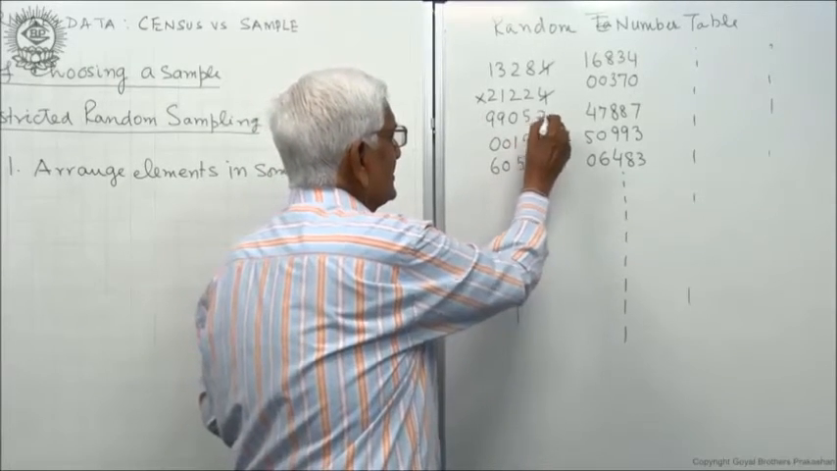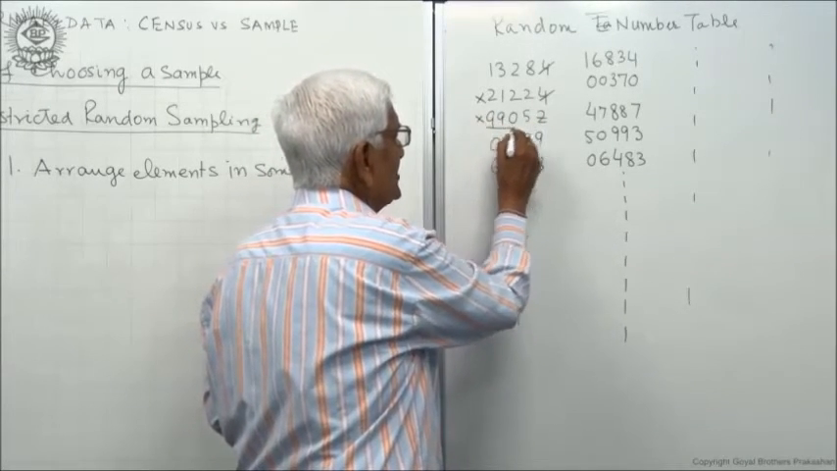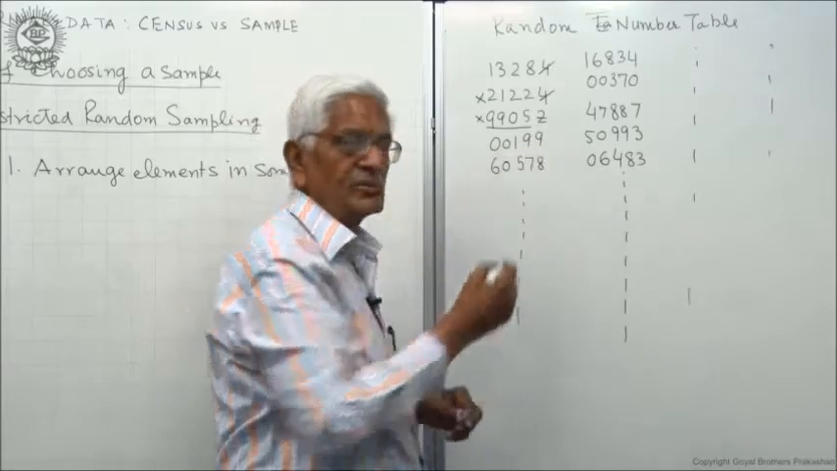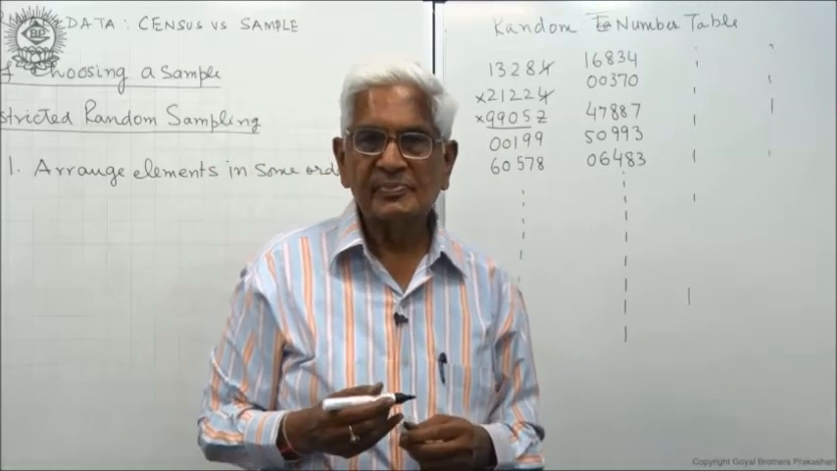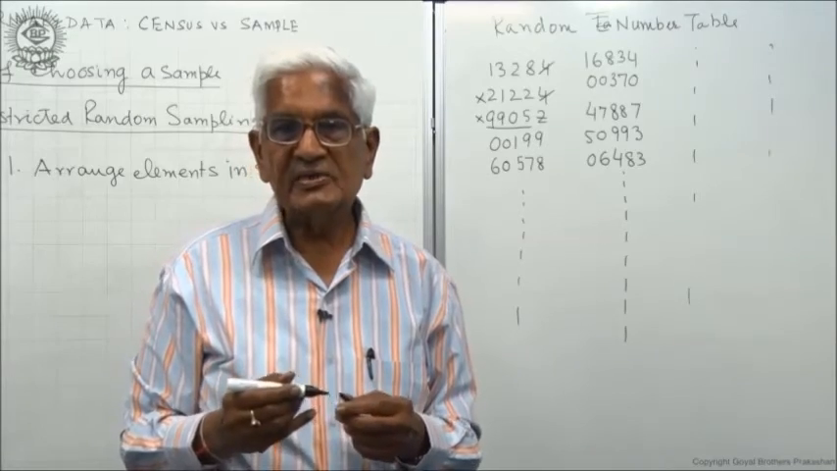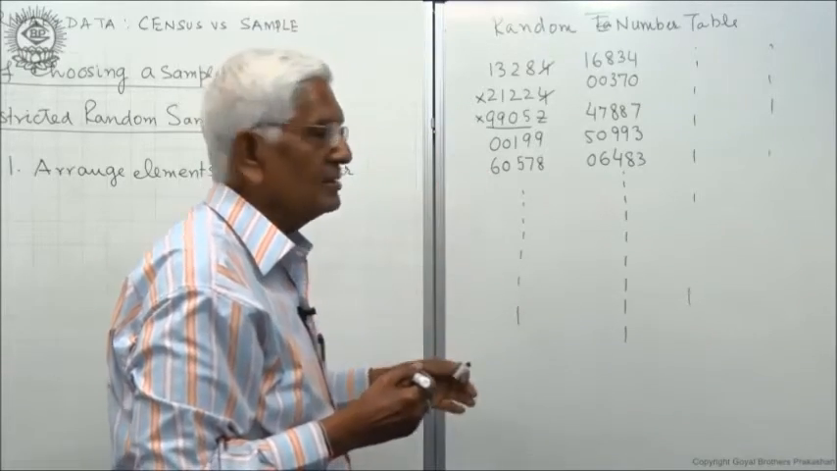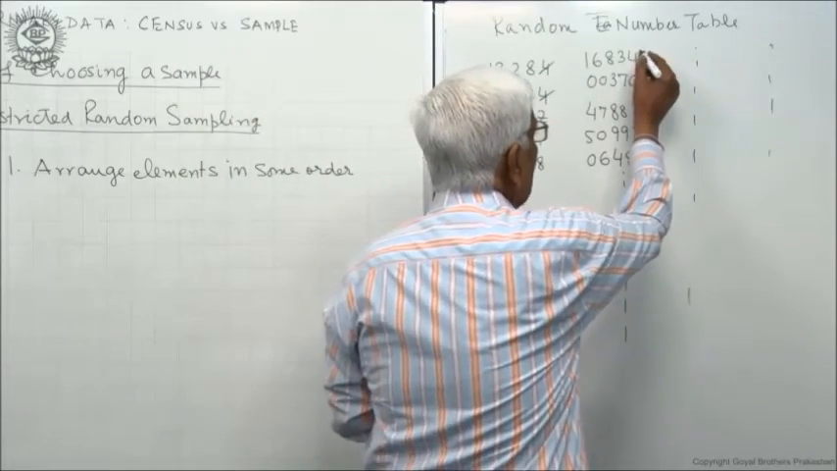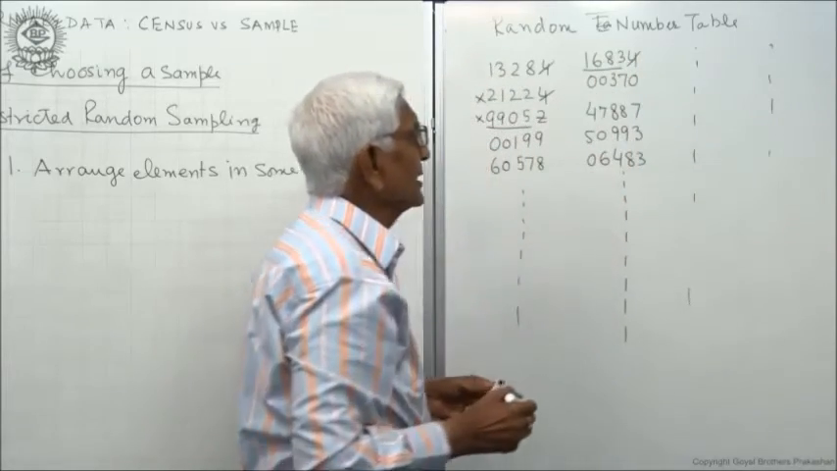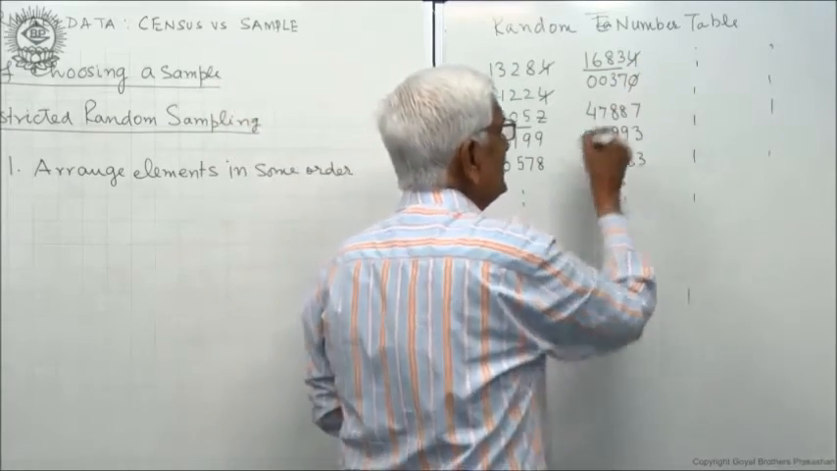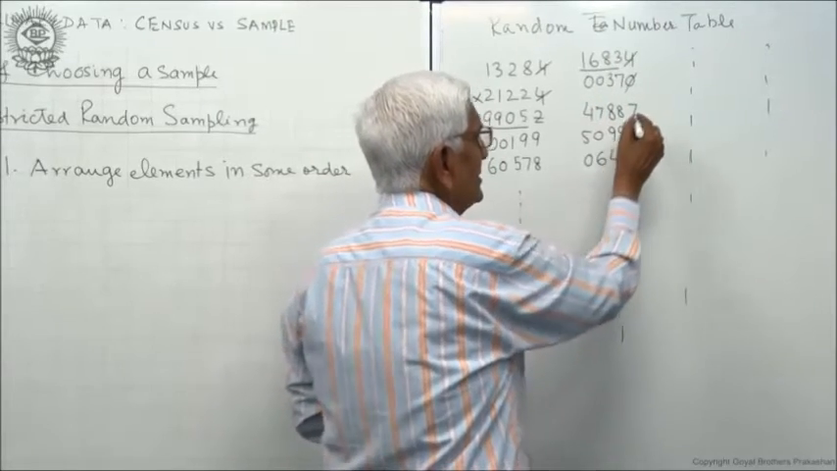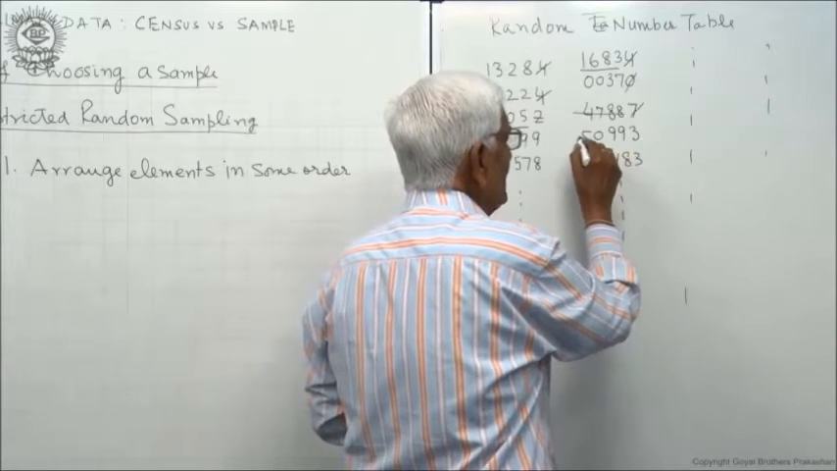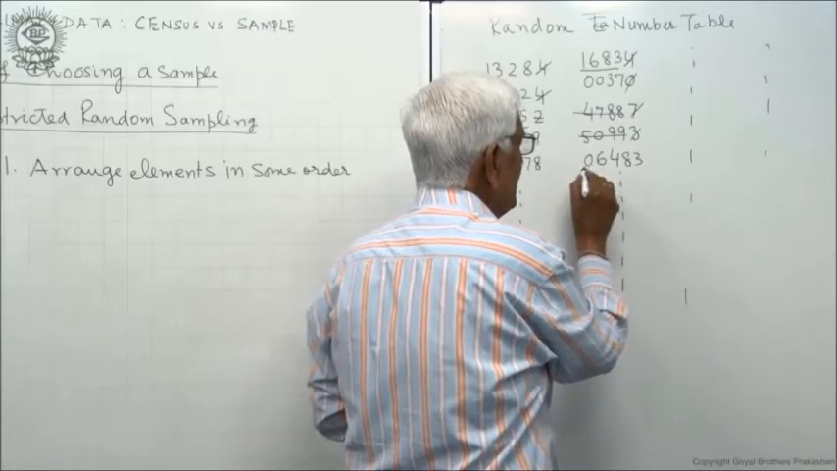Similarly, you can ignore this number also because it is more than 2000. Move to the next. You take 0019. You take the 19th student in the list. Like that, you can go on. Similarly, if you move this way, you ignore this and this number is in your table, adopt this. You ignore this, but this number is not in your table, forget about it. This number is in your table, take it.